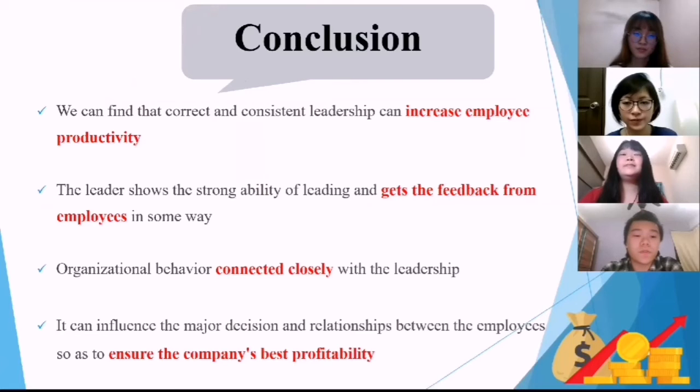This part is the conclusion. The first one, we can find that correct and consistent leadership can increase employees' productivity. The second is the leader shows the strong ability of leading and gets the feedback from employees in some way. The third one is organization behavior connected closely with the leadership. And the first one, it can influence the major decision and relationships between employees so as to ensure the company's best profitability. That's all my part.